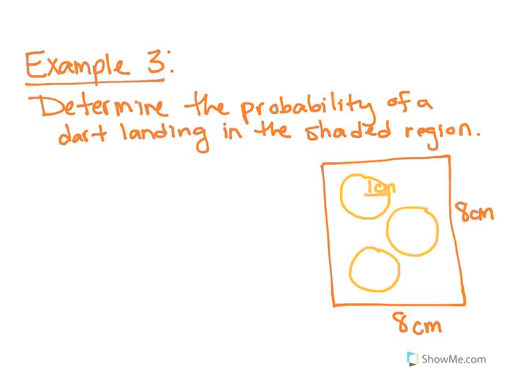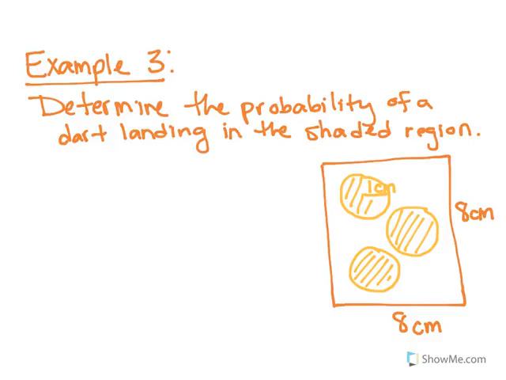Okay, here's example 3. We're going to determine the probability of a dart landing in the shaded region. And in this case, the shaded region is going to be the inside of these mini circles. And we are going to say that all 3 of those circles are congruent. So the area of one of them would represent the area of all 3.